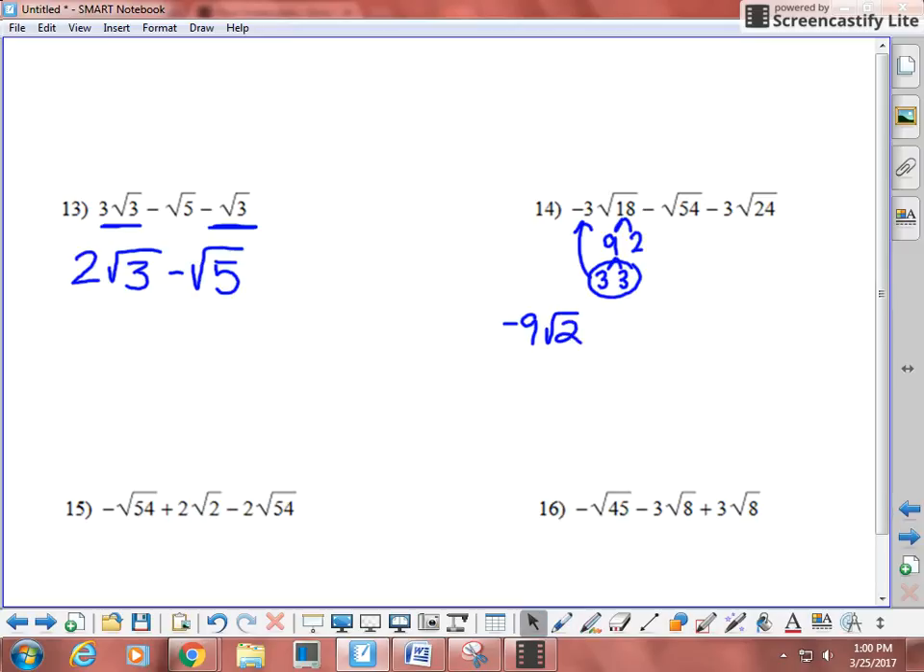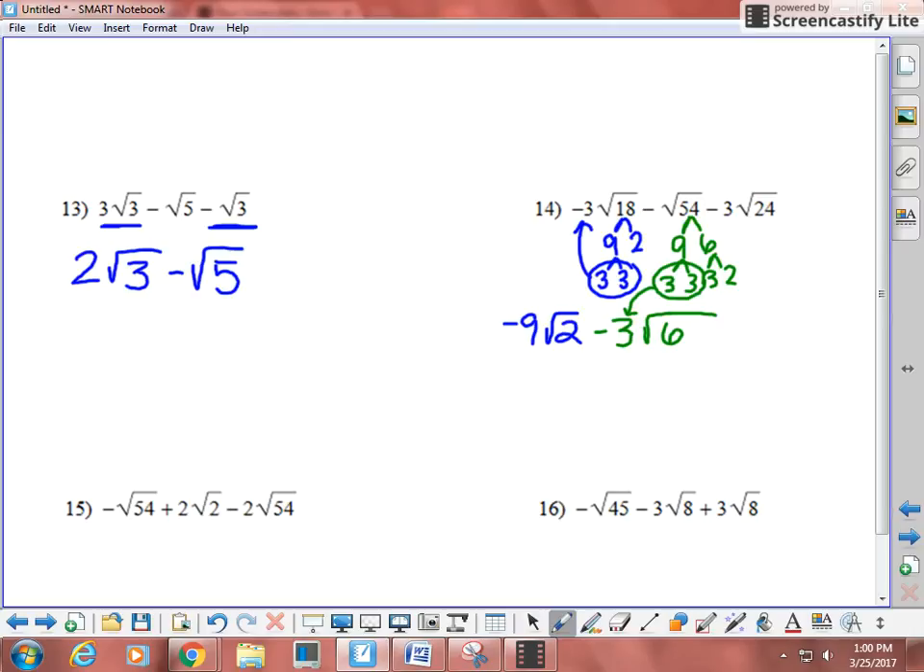It's my first one. Now I need to break down 54. 54 breaks down into 9 and 6, 3 and 3, 3 and 2. So I have a couple of 3s to go outside. The other 2 are single, so they're going to stay inside.